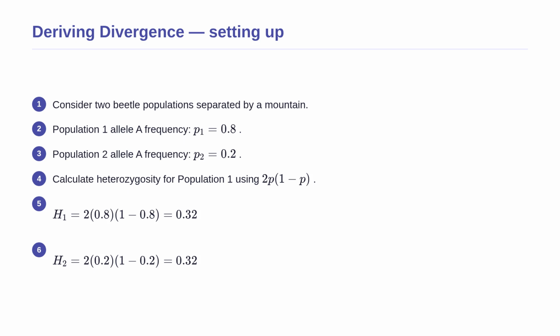We use the standard Hardy-Weinberg principle, multiplying 2 times the frequency of allele A times the frequency of allele B. For the first population, this gives us 0.32. Because the second population has the exact same frequencies, just reversed, its heterozygosity is mathematically identical, also resulting in 0.32. This sets up our baseline diversity.